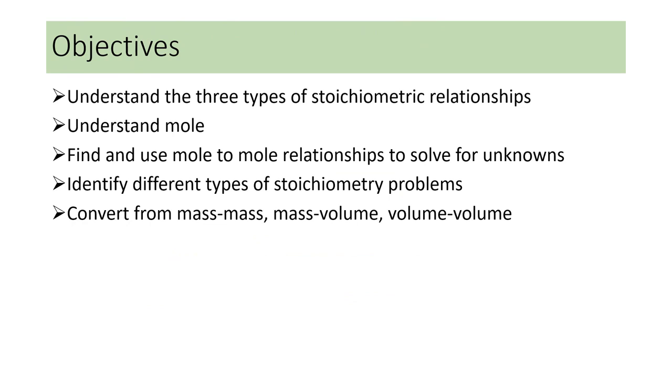By the time that this lesson is over, you should be able to understand the three types of stoichiometric relationships, understand the mole, find and use mole-to-mole relationships to solve for unknowns within a balanced chemical equation, identify the types of stoichiometric problems, and understand that we're going to be converting within these stoichiometric problems with mass to mass, mass to volume, and volume to volume.